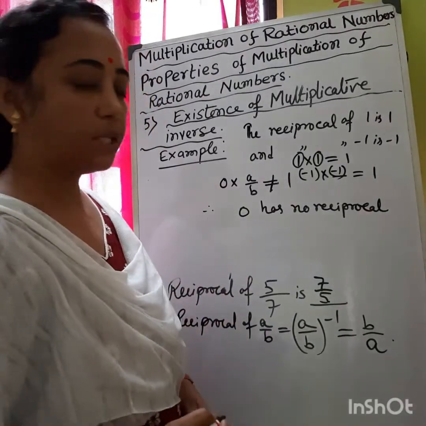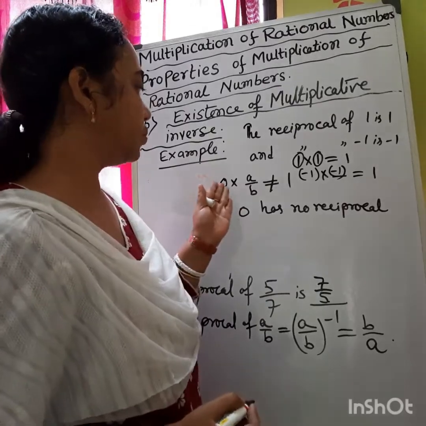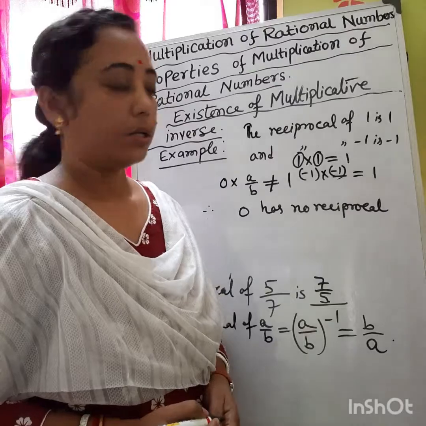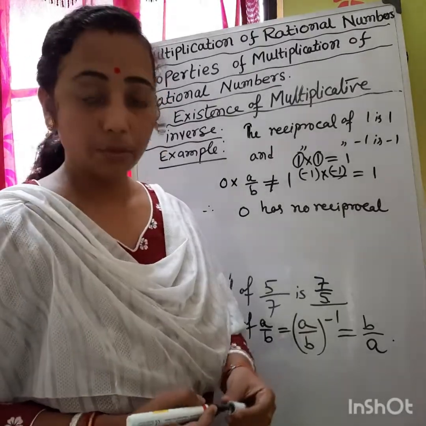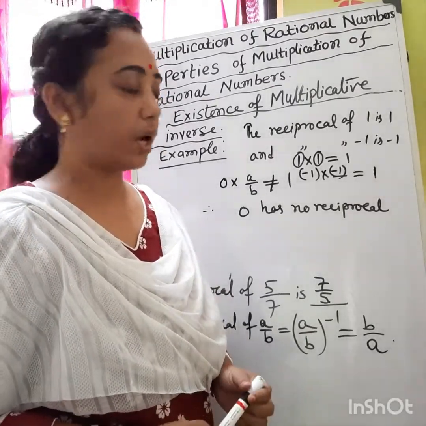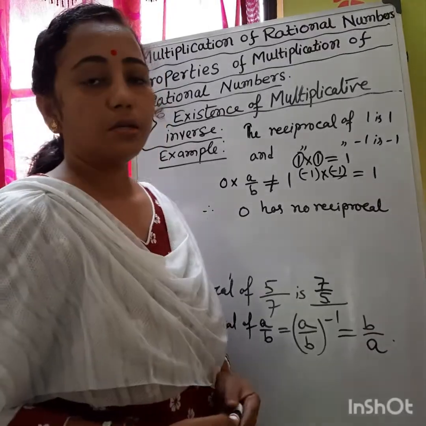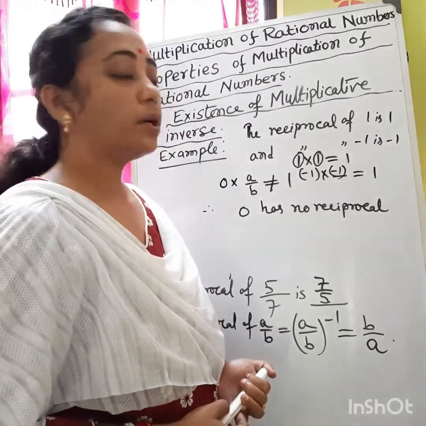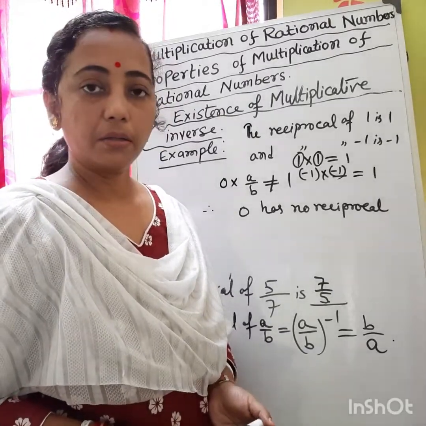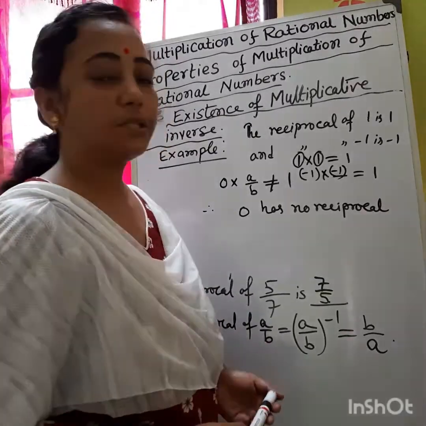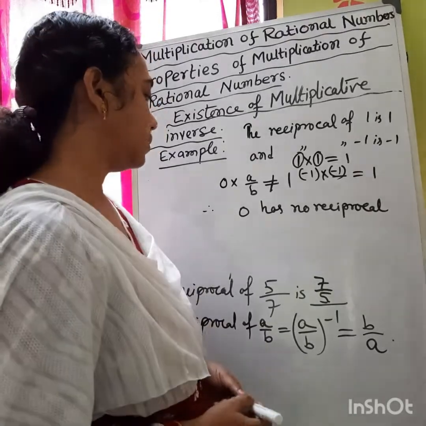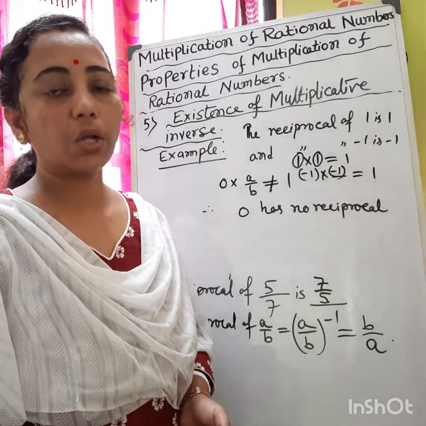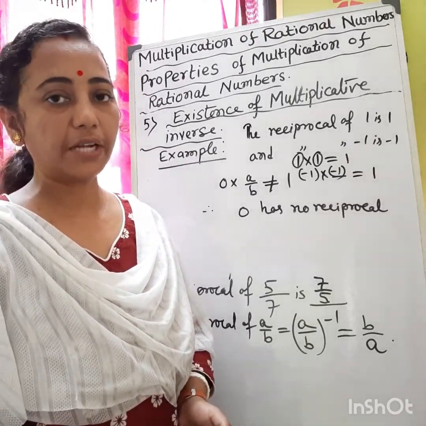But the rational number 0, if we multiply it with any rational number, we will not get the product as 1. So 0 has no reciprocal. If we multiply any rational number with 0, the product will not give 1. So in this case we can say that 0 has no reciprocal. So in this way we can easily find the reciprocal or multiplicative inverse of a given rational number.